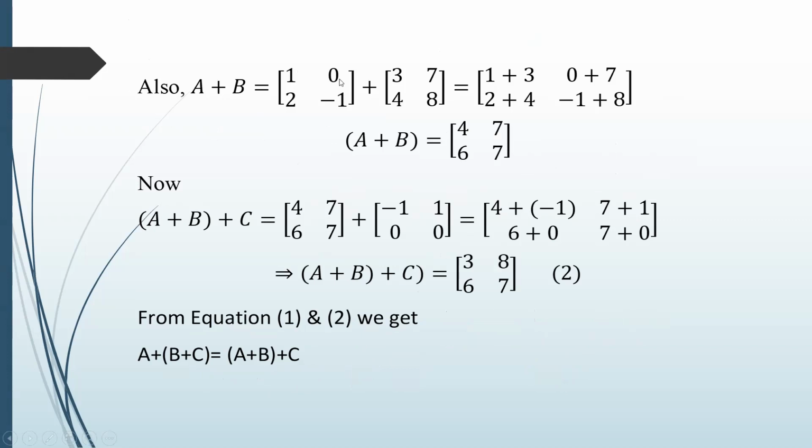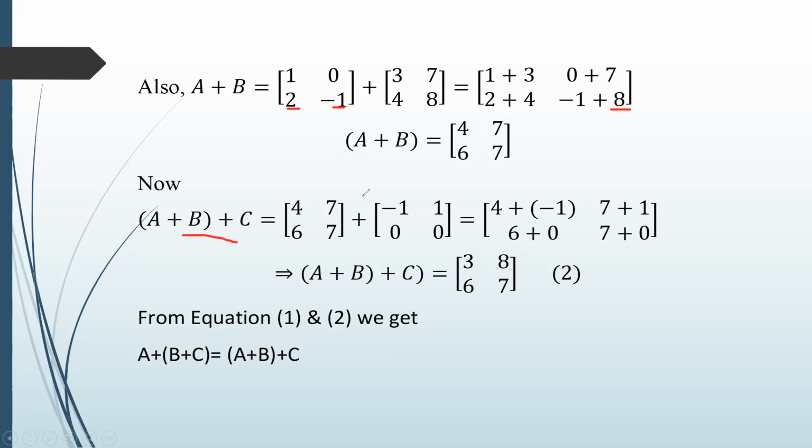So we have A is 1, 0, 2, 1 and B is 3, 7, 4, 8. So first we add it, 1 plus 3 and 0 plus 7, 2 plus 4, minus 1 plus 8. Then we get 4, 7, 6, 7. Okay. So now we add C in A plus B.